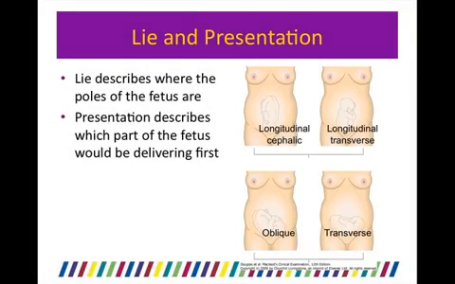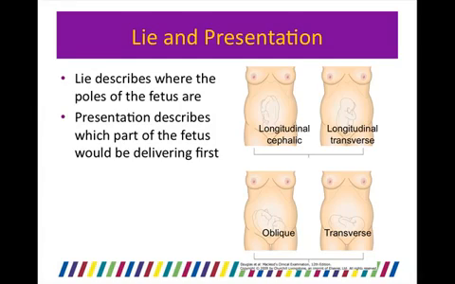Palpation also includes a description of the lie and presentation of the fetus. Lie describes where the poles of the fetus are. In the vast majority of singleton pregnancies at term, this would be longitudinal. However, the lie may be oblique or transverse, as illustrated here.